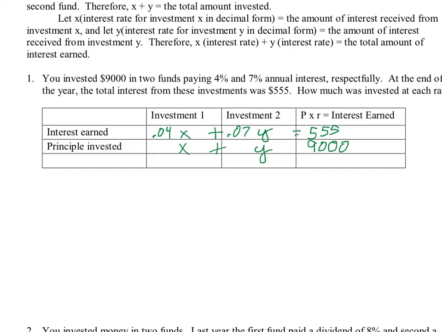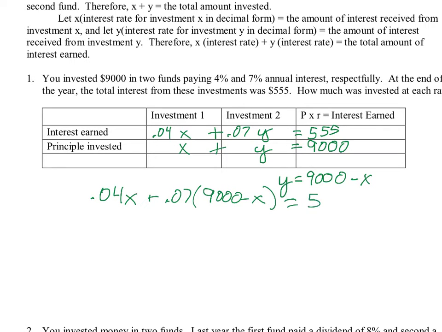That's our two equations. Now you can solve these two equations however you want. Now I have a nice convenient X and Y here, so I can do it through substitution. So I would end up with Y equals 9,000 minus X. I would plug that in, 0.04X plus 0.07 times 9,000 minus X is equal to 555.